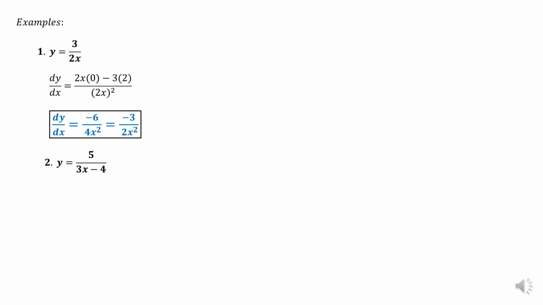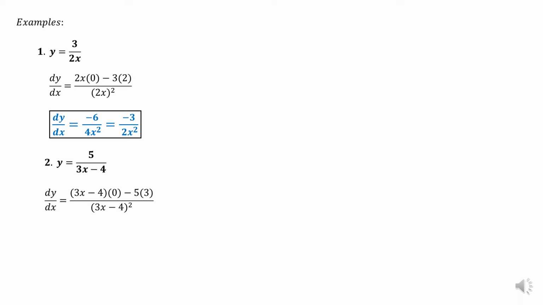Number 2, y is equal to 5 all over 3x minus 4. So we have the same procedure. The derivatives of y with respect to x, just copy the denominator, which is 3x minus 4, multiplied by the derivatives of the numerator, which is constant. So therefore, the derivatives of 5 is equal to 0. Minus, copy the numerator, which is 5, multiplied by the derivatives of the denominator. Since the denominator is 3x minus 4, the derivatives of 3x is 3 and the derivatives of 4 is 0.